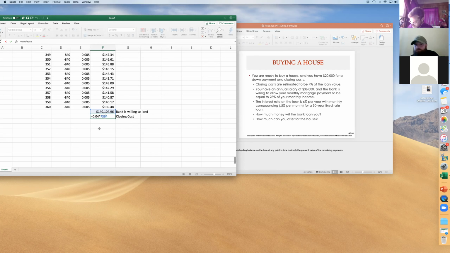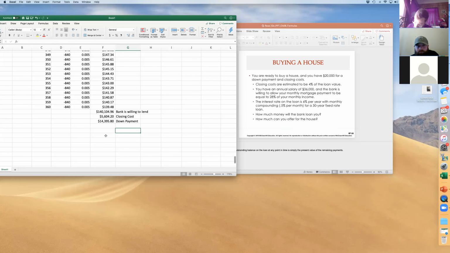So your $20,000 that you've saved up is going to be eaten up partially by that closing cost. The rest of it can be used for the down payment, right? So how much is the down payment going to be? It's going to be what's remaining. You have $20,000 in the bank. You subtract from that your closing costs, and you're going to be able to put down $14,395.80.